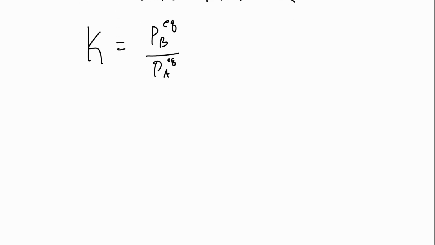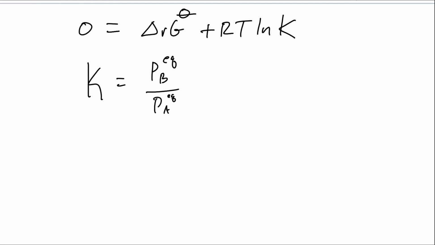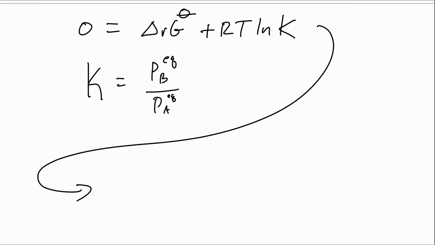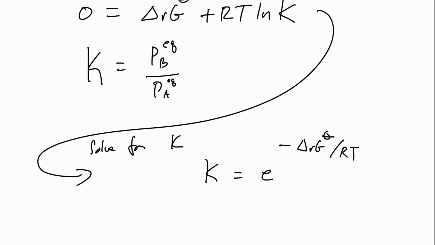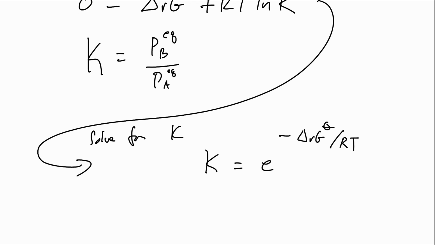Now we can do other things. We can solve for K, right? So K is this form that shows up all the time in science, exponential of something. E to the minus, there's usually a minus sign. E to the minus delta sub RG naught over RT. So again, a Chem 1 question.